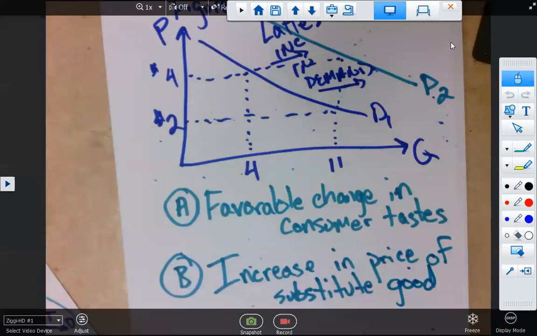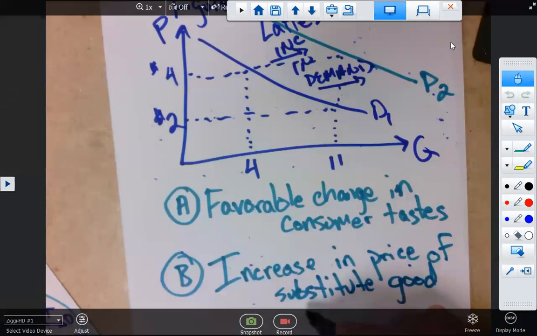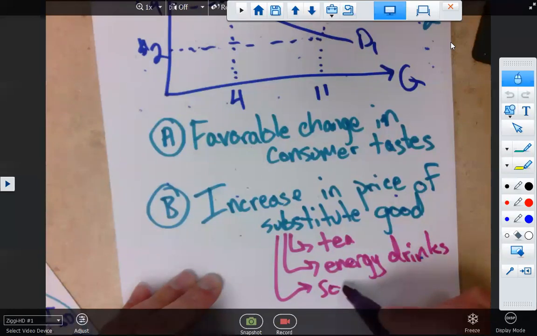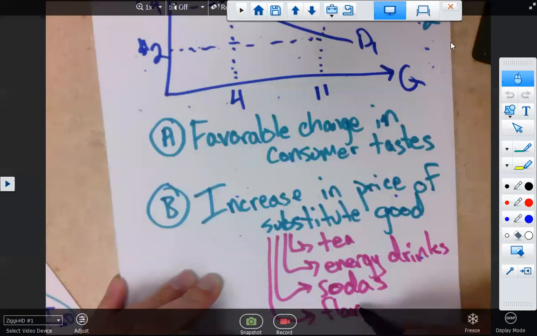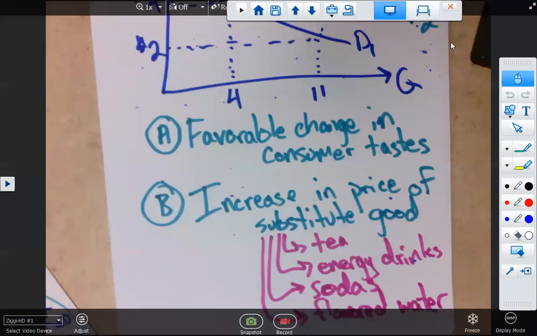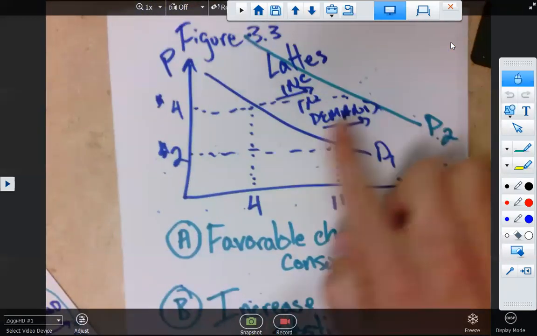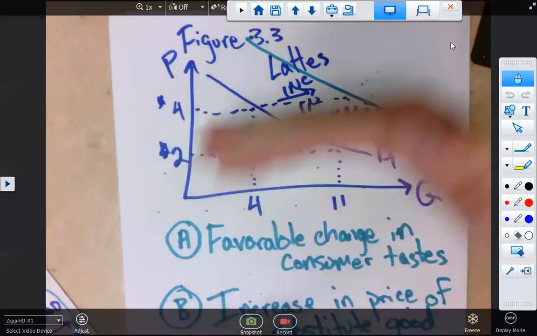So what are some of the substitute goods for lattes? It would be teas, energy drinks, sodas, flavored water, infused water, whatever. So if any of these and/or all of these have an increase in their price, then more people are going to be demanding lattes at any given price.